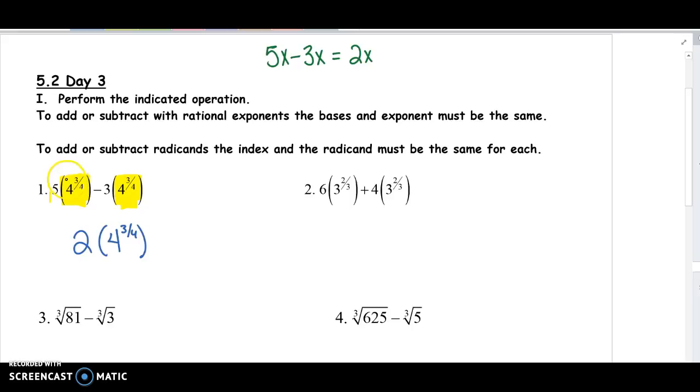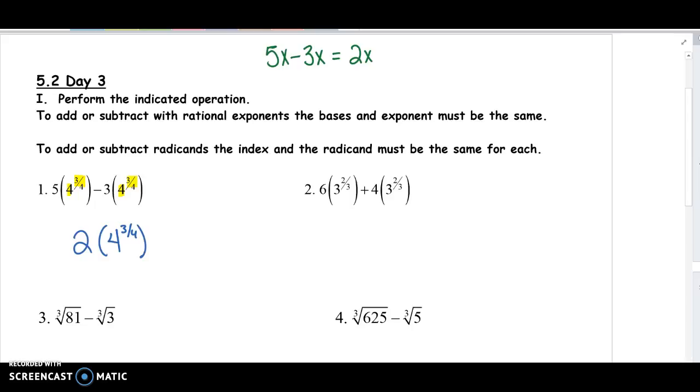If you think of it as this is an x and this is an x, it's easy to see that our answer is 2 of whatever those things are. So as long as the base matches, so it's both 4, and the exponent matches, you can add or subtract the coefficients in front of that term. So try number 2 on your own.